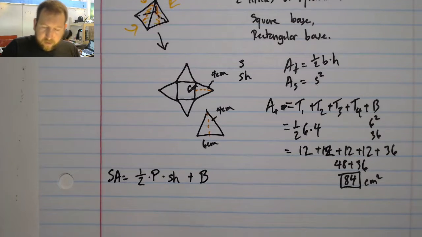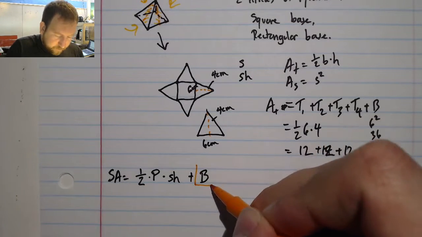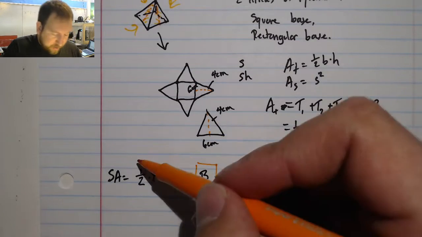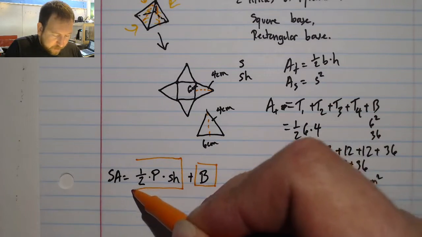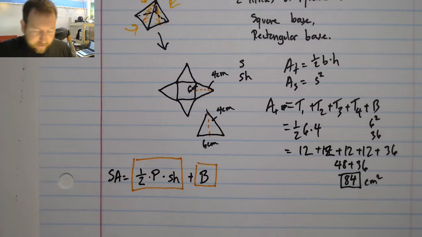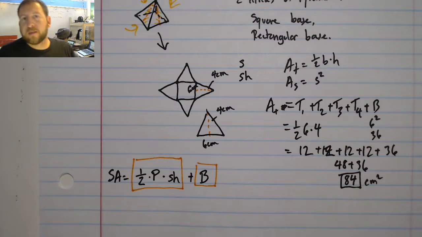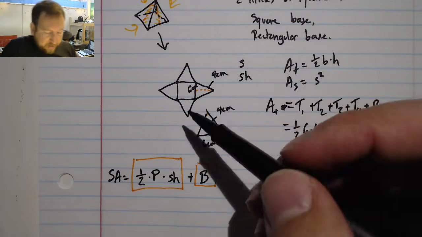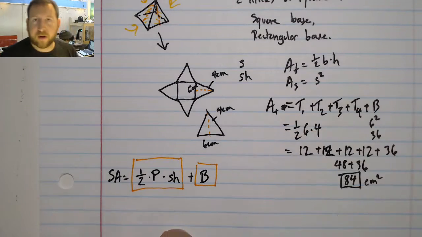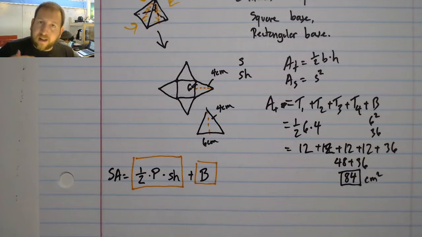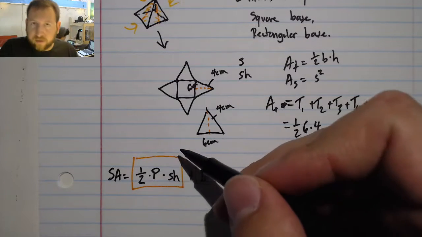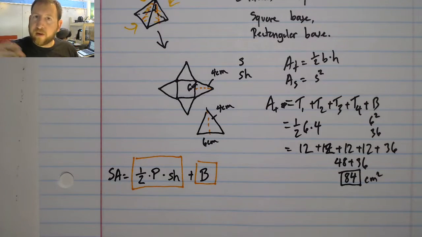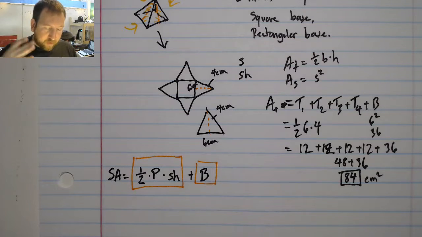So we have 2 parts to this. We have our base, and we have 1/2 times perimeter times slant height. What's interesting about the perimeter here is that it's kind of the perimeter of all of the bases of the triangles that we're going to be looking at. And that represents all 4 triangles at once. So even if it's a rectangular pyramid or a square pyramid, it's still going to be exactly the same.